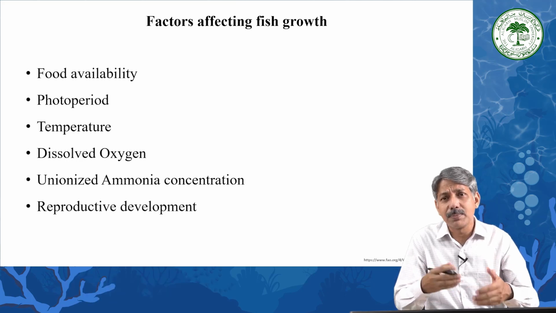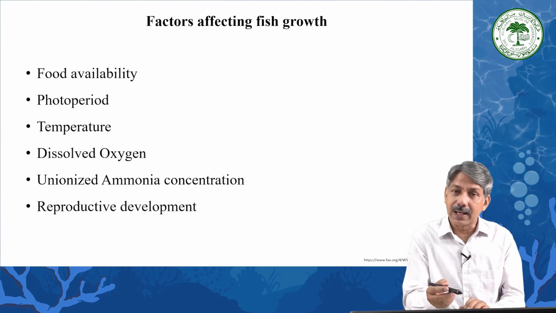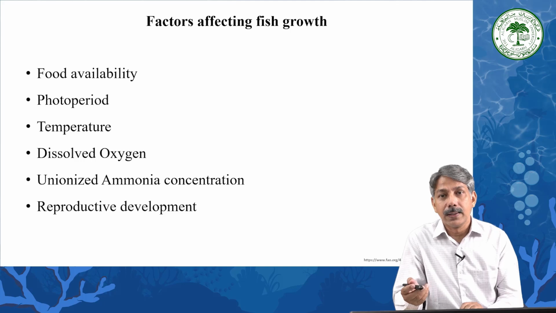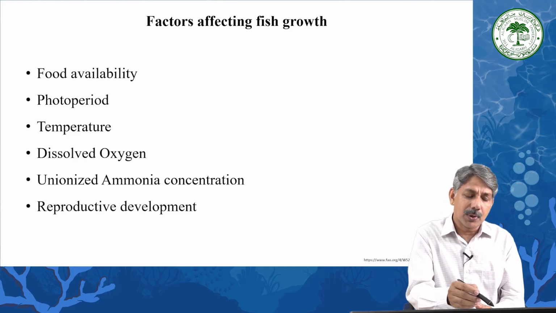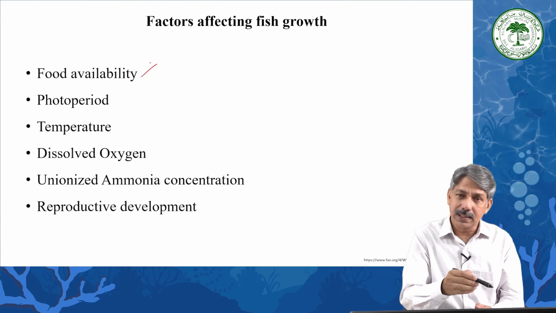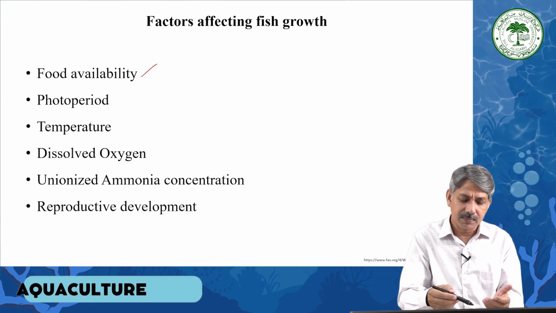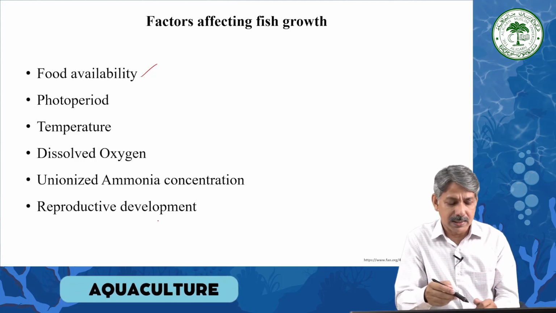So there are many parameters to assess the growth performance of fish, direct or indirect. There are different factors which affect fish growth. Some of these factors I could have briefly told you, but the important ones are: food availability, photoperiod, temperature, dissolved oxygen, ammonia, and reproductive development or gonadal maturation. Let's go one by one.